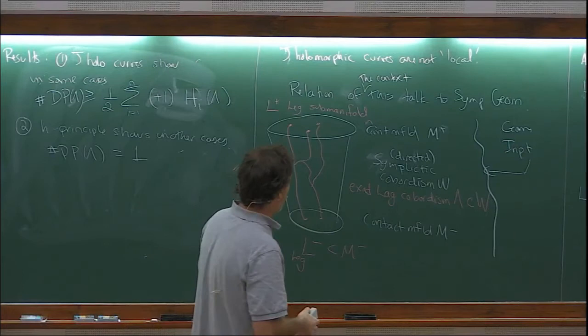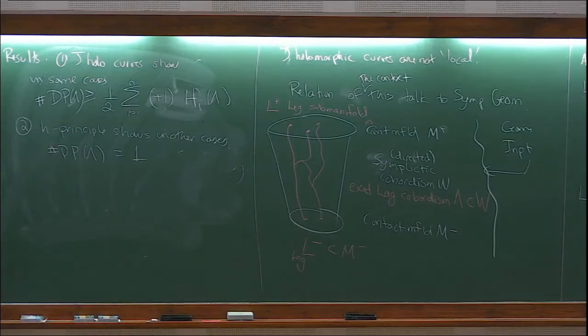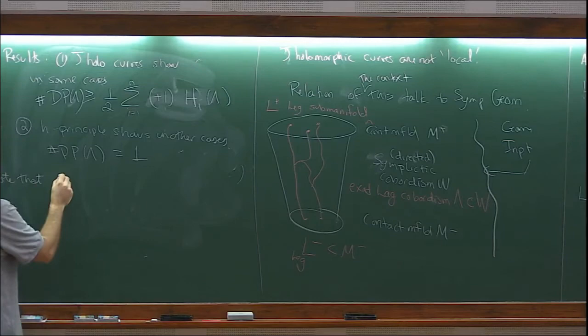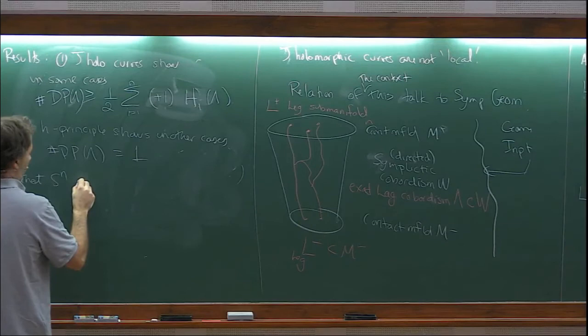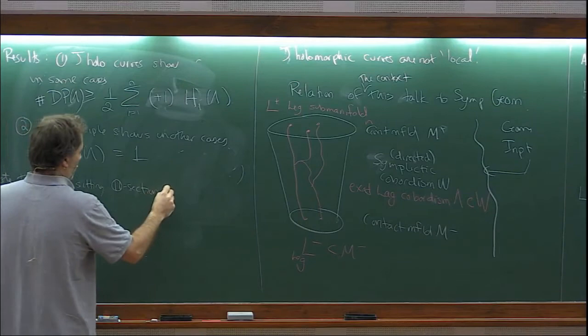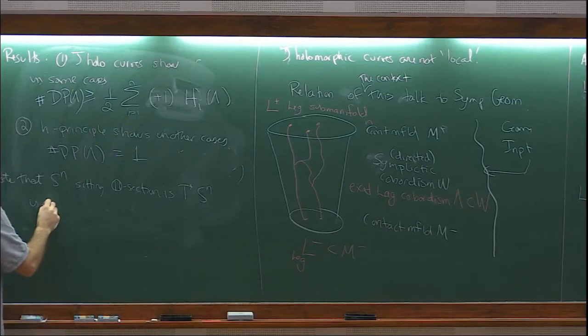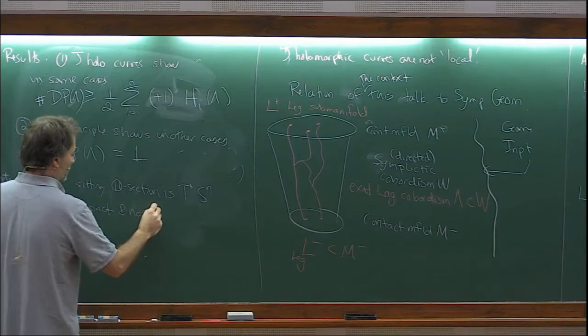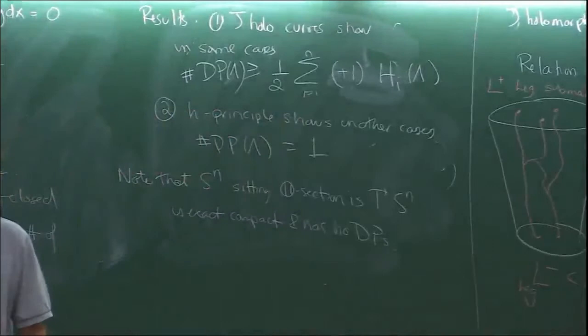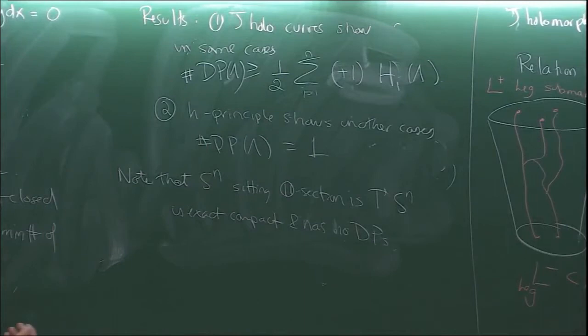Maybe it's actually worth doing one more example just to show that it's not just an issue of being compact. Note that, let's say S^n, well, anything, sitting as the zero section in T*S^n is exact, compact, and has no double points. So this is not going to be true for other manifolds. You pull back the standard form to the zero section, you get zero. Pull back the primitive to the zero section, you get the zero form.